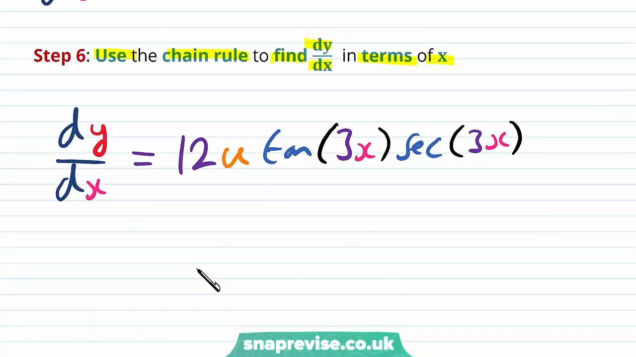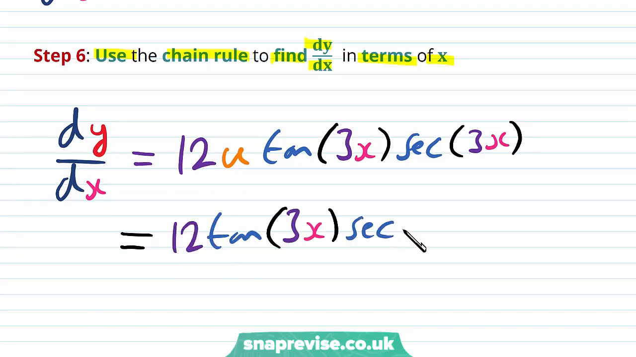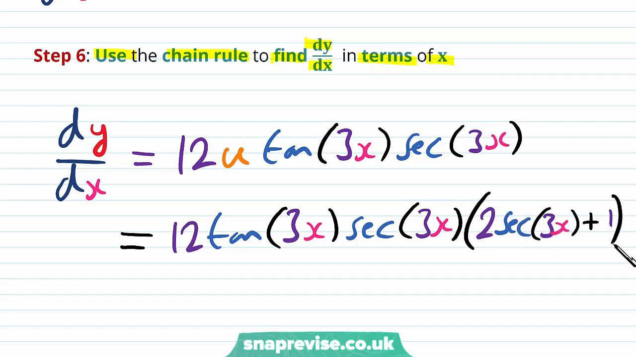And so, by putting our u to the end, we get 12 lots of the tan of 3x multiplied by the sec of 3x, and this is all multiplied by 2 lots of the sec of 3x plus 1. We could expand this out, but this is in quite a nice factorised form, and this is our final answer.